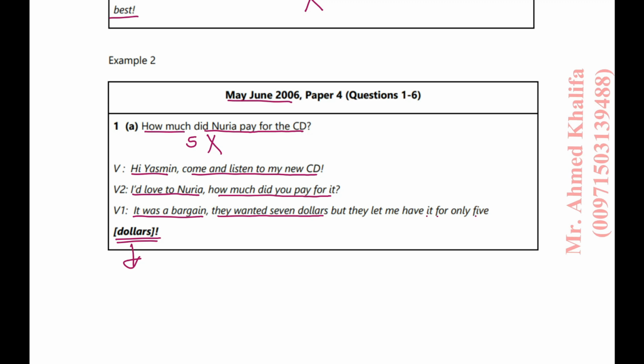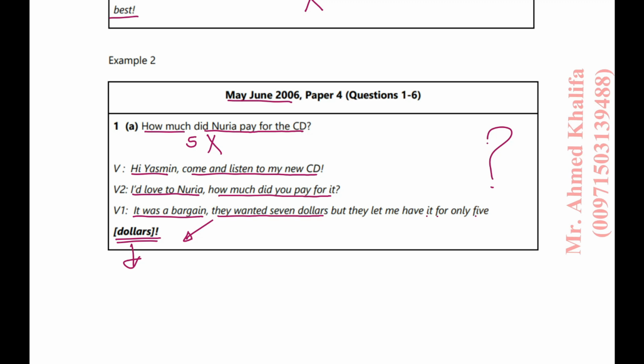So the word dollars here is ellipted in the last sentence, okay? As you can see here, they let me have it for only 5 and ellipses. A candidate who does not write dollars, or put the dollar symbol, any symbol for the dollar, for the euros, will fail to score a mark in these questions. So be careful with the measurements, kilometer, meter, dollars, euros, whether in full words or symbols. You will lose a mark, okay?